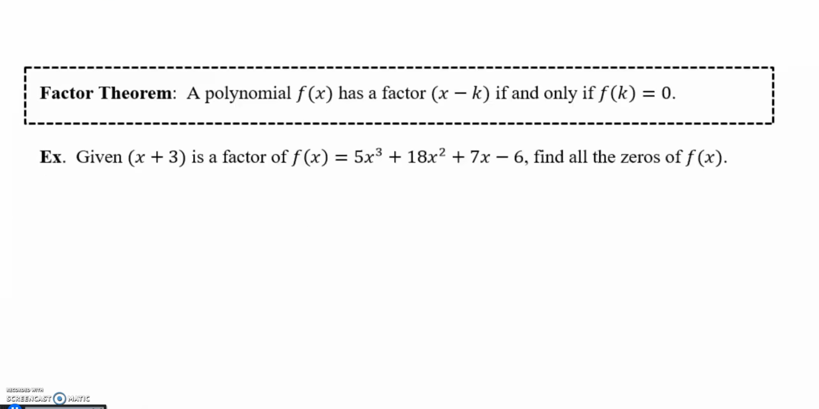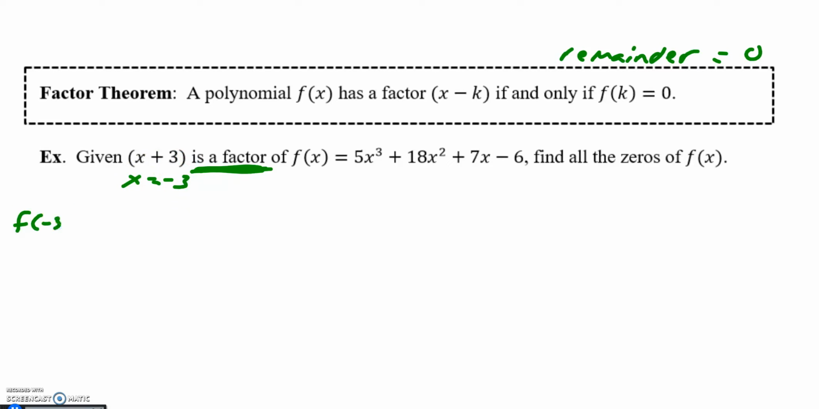But if I'm looking at this example, given that x plus 3 is a factor of this, find all the zeros. Now, this problem is telling me that this is a factor. And if it's a factor, that means that my remainder must equal 0 because there should be nothing left over. So based on the previous slide, if I wanted to see if this has a remainder at the beginning of the problem, because this is x plus 3, that means that the root's really negative 3.